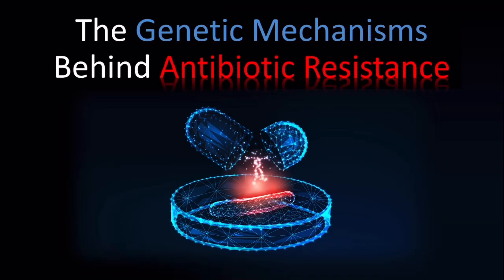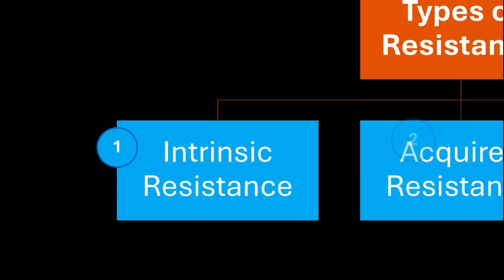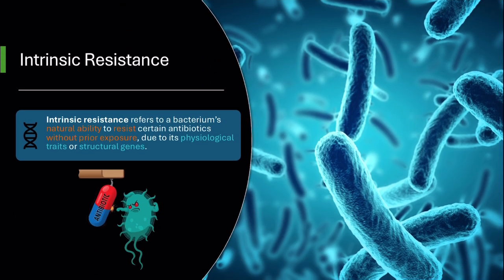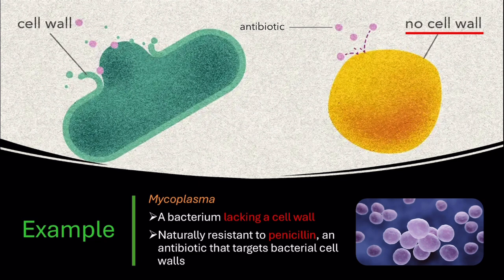Antibiotic resistance is driven by various genetic mechanisms, which can be broadly categorized into three types: intrinsic resistance, acquired resistance, and cross-resistance. Intrinsic resistance refers to a bacterium's natural ability to resist certain antibiotics without prior exposure due to its physiological traits or structural genes.